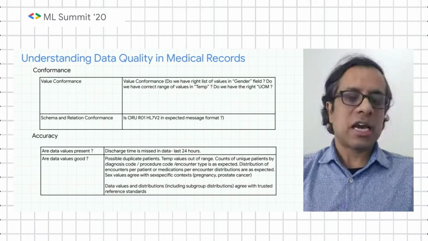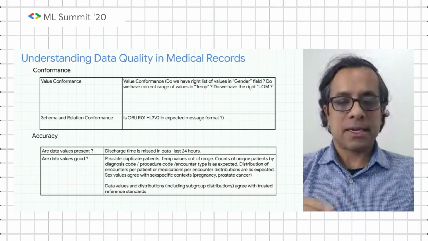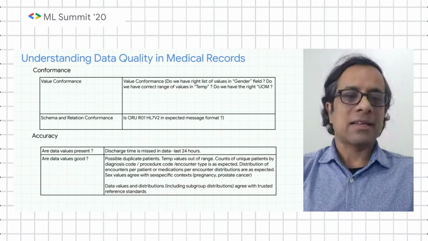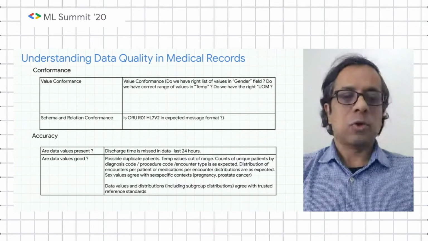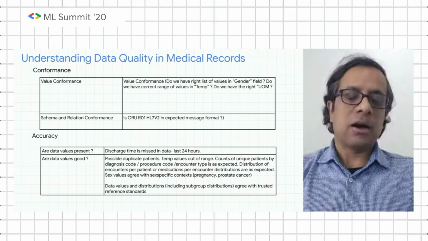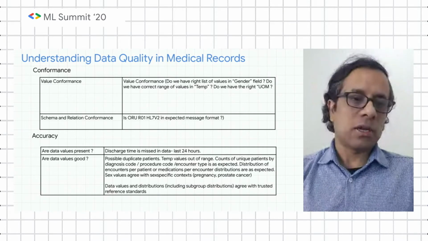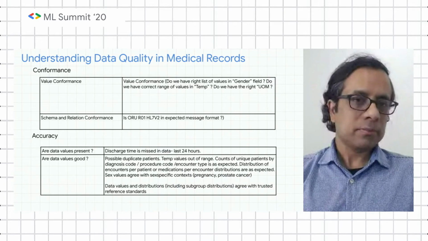Like discharge time is important if you calculate the length of stay, but do we have the discharge time in the data? And then even if you have the data, is the data in the right range? Like, does it have duplicate patients, whether temperature values are out of range, because those things might affect the way the machine learning model works.